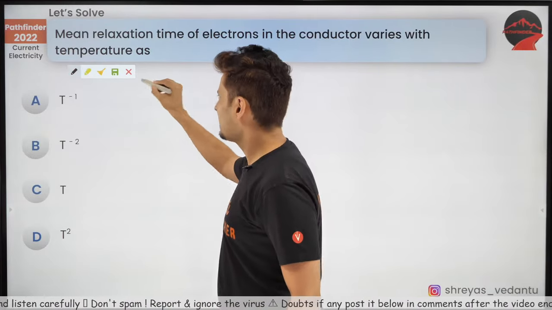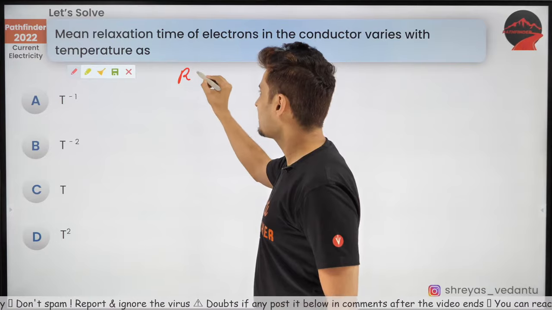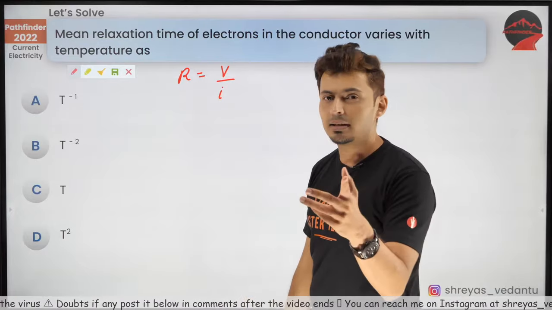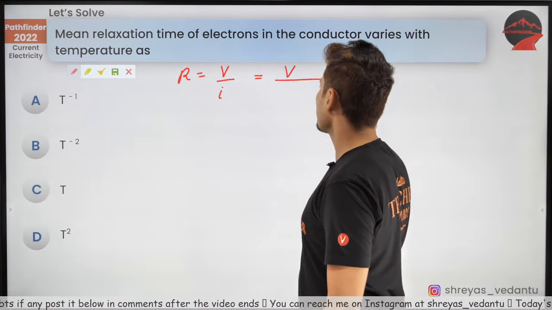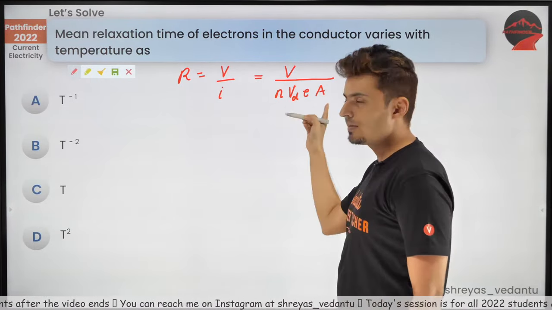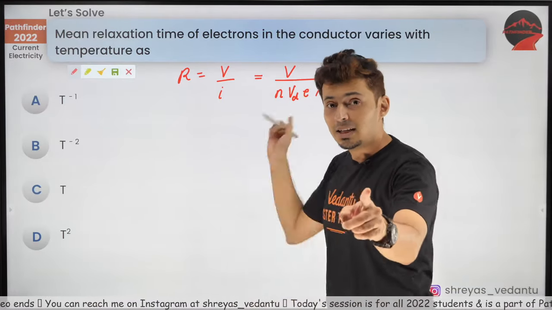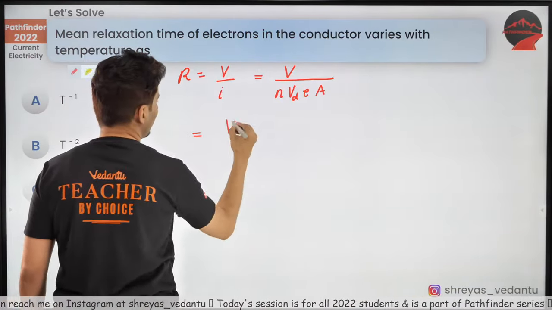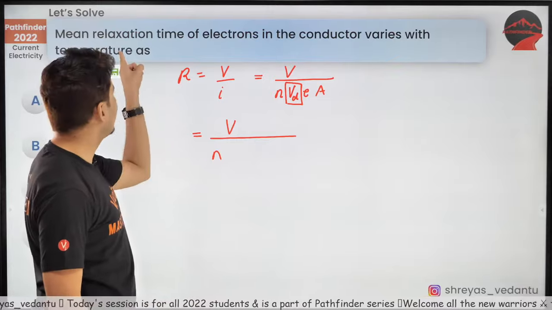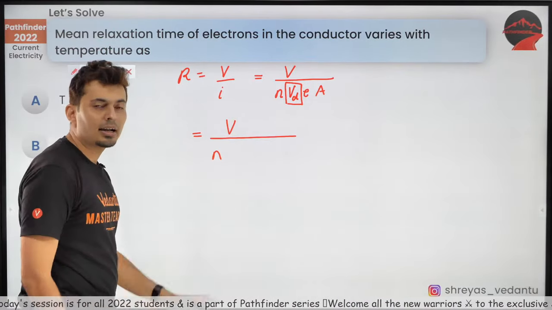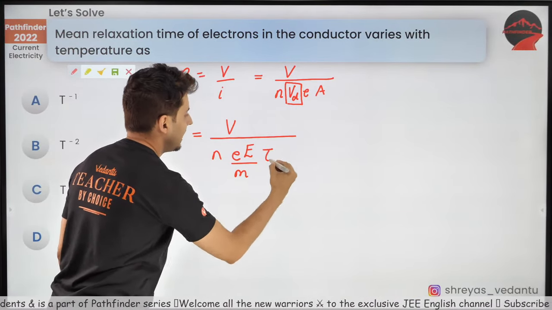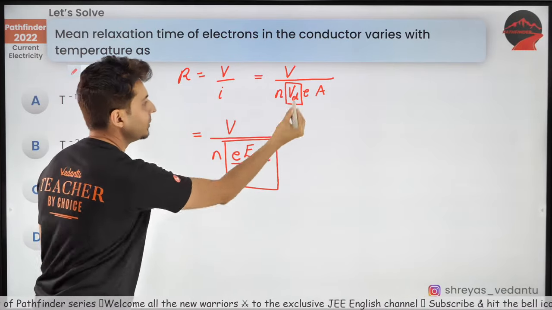First, resistance is nothing but voltage divided by current. Correct? And current, I've just given you the formula for current: I is equal to N drift velocity E into A. Remember, I have just given you this formula. And some time back, I gave you the formula for the drift velocity and relaxation time. What was that formula? Try and recollect. It was E by M into relaxation time.